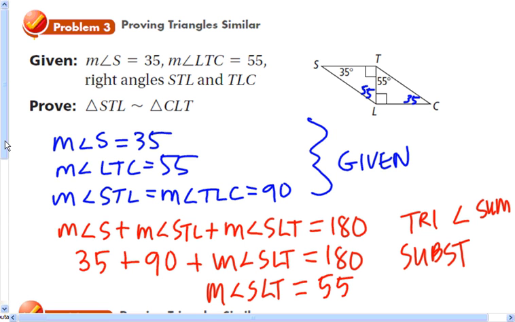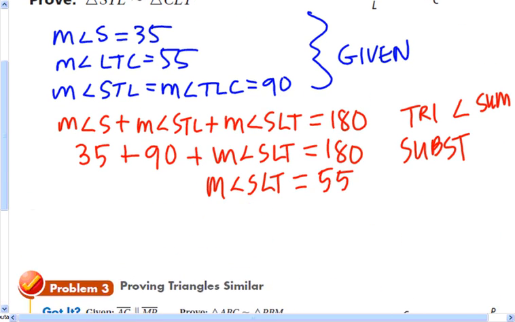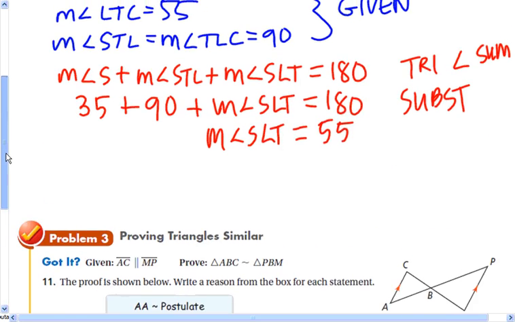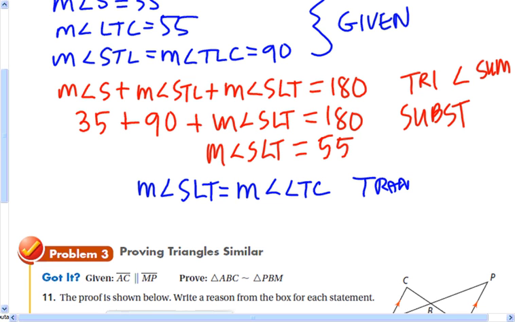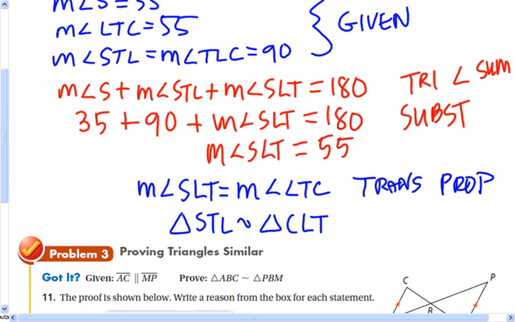All right. And now that I have the measure of angle SLT equals 55, I can say that the measure of angle SLT is equal to the measure of angle LTC, and that's by the transitive property of equality. And so now I can say that triangle STL is similar to triangle CLT, and that's by the angle similarity postulate.